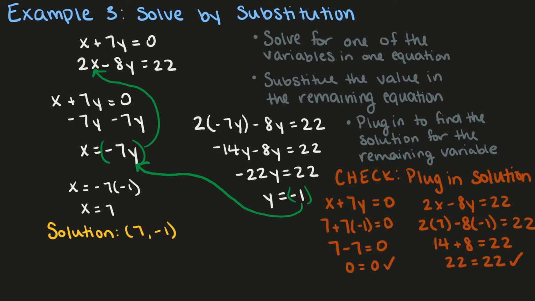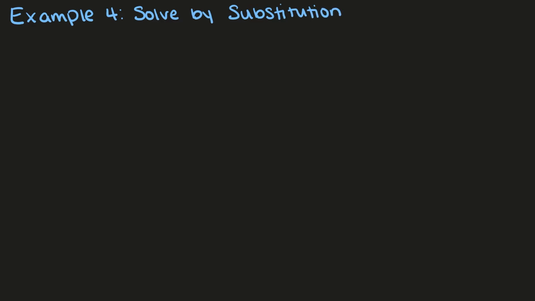Typically, using substitution or elimination will be more accurate than solving by graphing, so you'll typically want to stick with one of these two methods. Let's look at another example where we solve by substitution. We have 4x plus 2y equals 10 and x minus y equals 13.